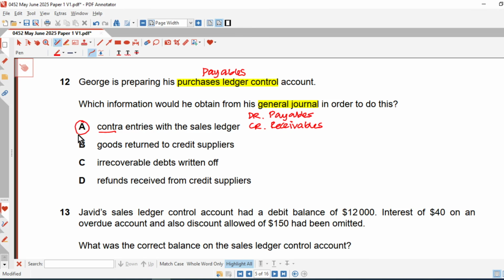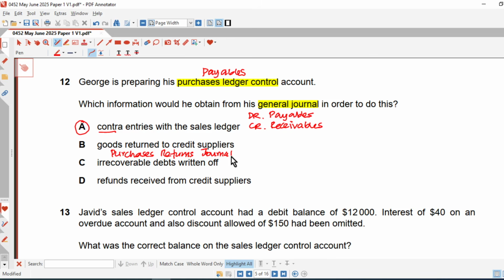Goods returned to credit suppliers. I will see this in the purchases returns journal, right? Doesn't fall within the general journal.